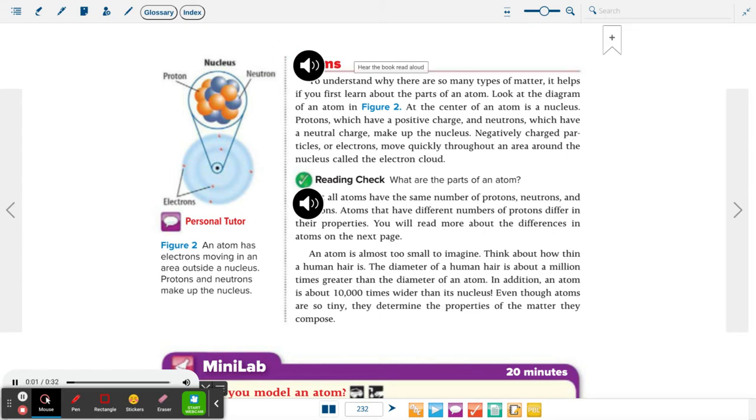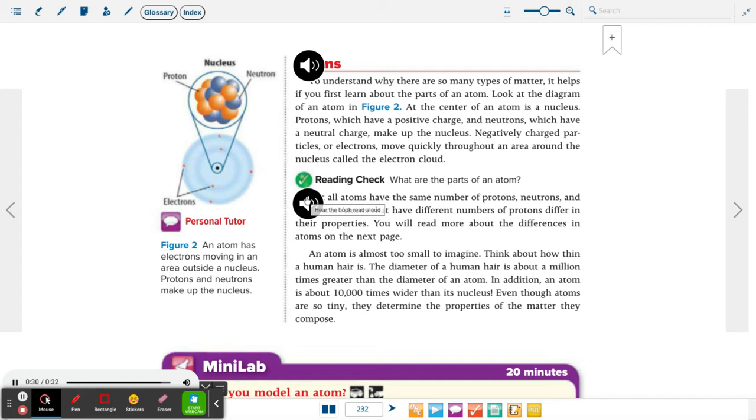Atoms. To understand why there are so many types of matter, it helps if you first learn about the parts of an atom. Look at the diagram of an atom in Figure 2. At the center of an atom is a nucleus. Protons, which have a positive charge, and neutrons, which have a neutral charge, make up the nucleus. Negatively charged particles, or electrons, move quickly throughout an area around the nucleus, called the electron cloud.